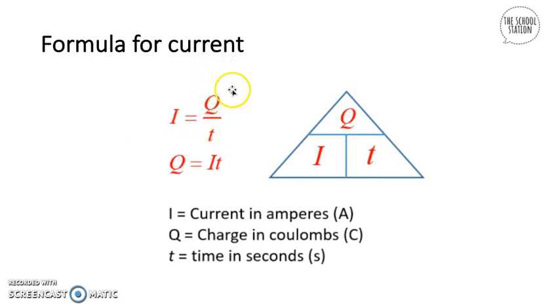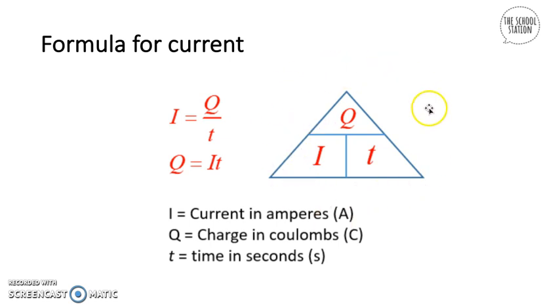Current is equal to coulombs divided by the time, or charge divided by time, and we can remember this as coulombs per second. How many coulombs can go through the circuit per second? So this is how you remember it. Current is equal to charge divided by time, and again, current is symbolized as an I, charge is symbolized as a Q, and time is symbolized with a T.